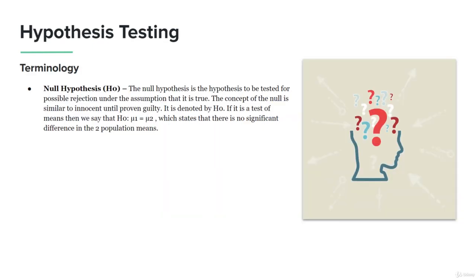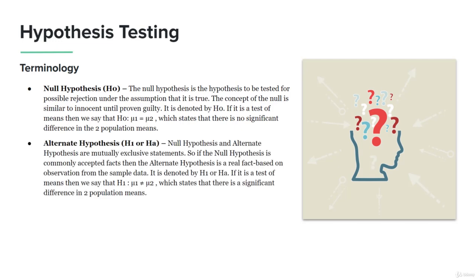Let's go ahead and get into some terminology now. The null hypothesis, the H0, is the hypothesis that is to be tested for possible rejection under the assumption that it is true. The concept of the null is similar to innocent until proven guilty. And then the alternate hypothesis, which is the H1 or HA: the null hypothesis and the alternate hypothesis are mutually exclusive statements. If the null hypothesis is commonly accepted fact, then the alternate hypothesis is a real fact based on observation from the sample data. It's denoted by H1 or HA.